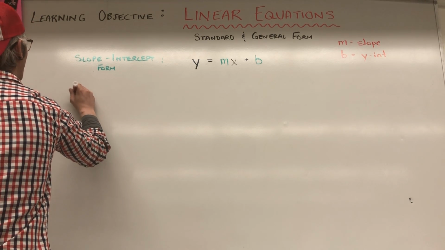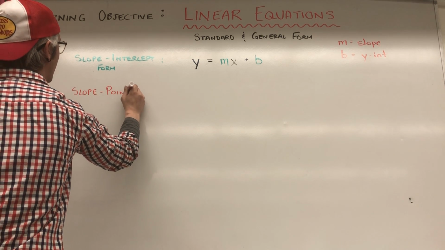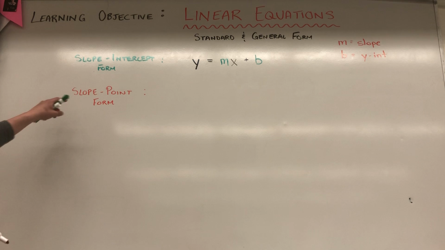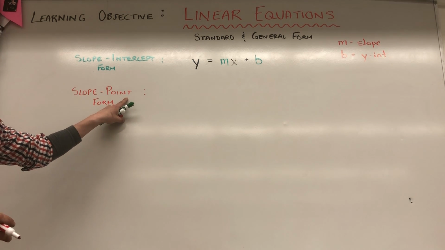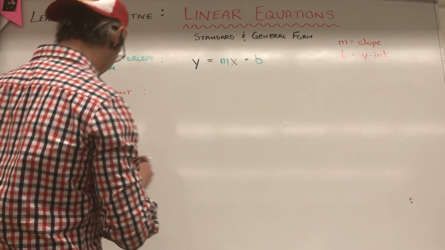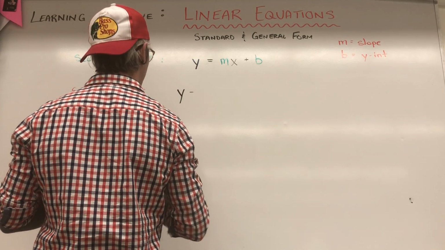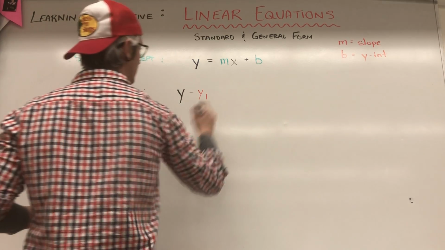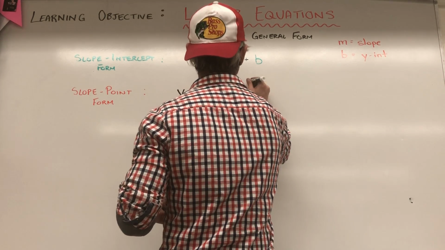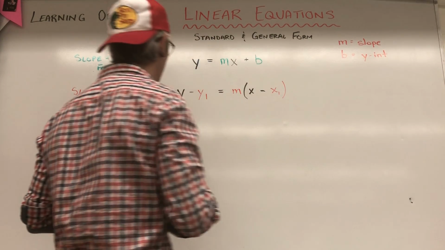So that's slope-intercept form. And then the next one we learned was, I'm going to do this one in red, slope-point form. Okay, slope-point form allows just that. That's to identify the slope and a point on the line. But from this, we can't instantly know what the y-intercept is. And slope-point form is y minus y1 is equal to m times x minus x1.